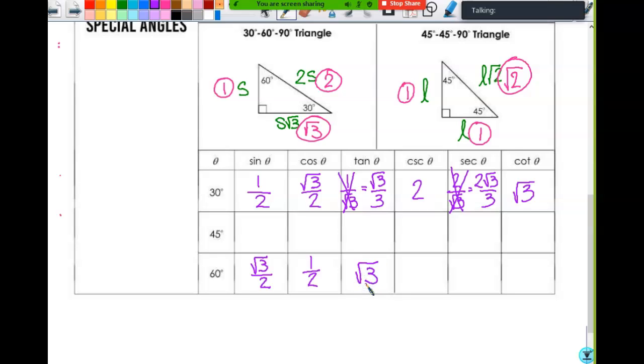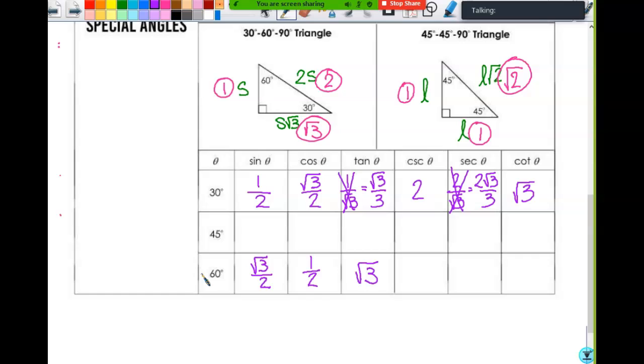So before we go any farther, I just want you to look at sine, cosine, and tangent of 30 and 60. Do you see how the sine of 30 is the same value as the cosine of 60? And the cosine of 30 is the same as the sine of 60. Okay, because we're basically just flip-flopping the angles there.